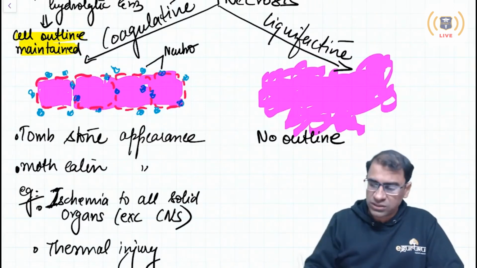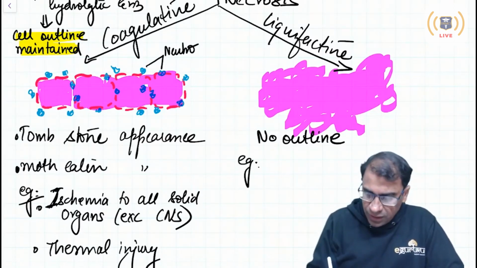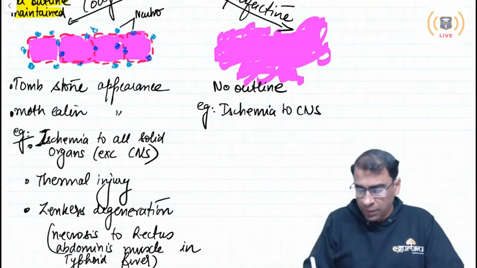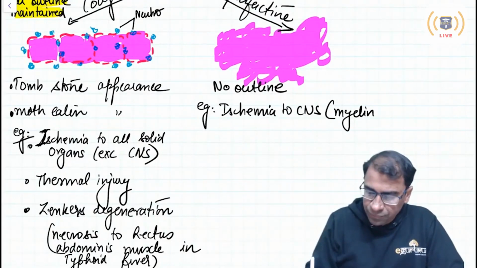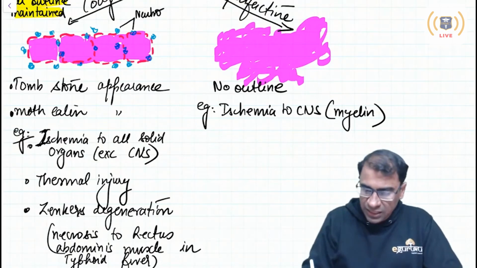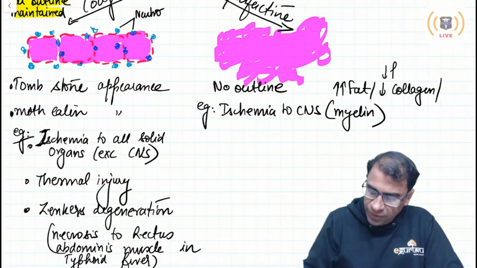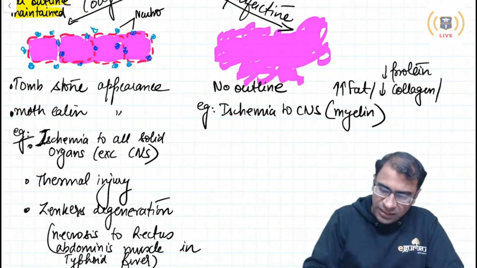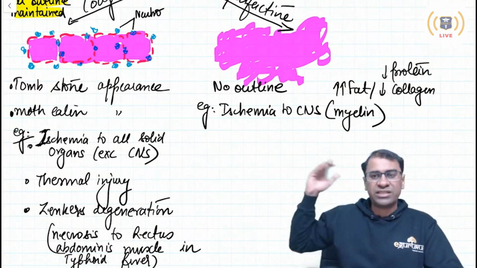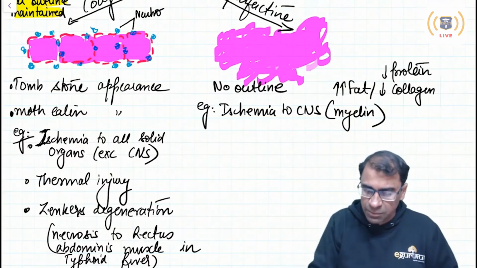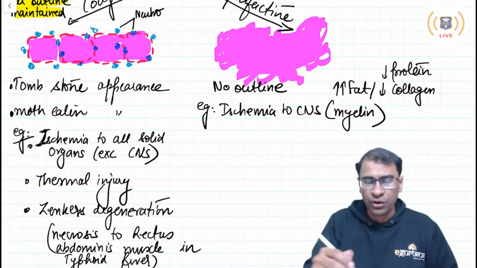The reason is that this is seen, for example, in ischemia to the central nervous system. Why? Because they have myelin. That means there is very high fat content and very low collagen or protein, and therefore it is not able to even maintain the simple outline, and everything liquefies.